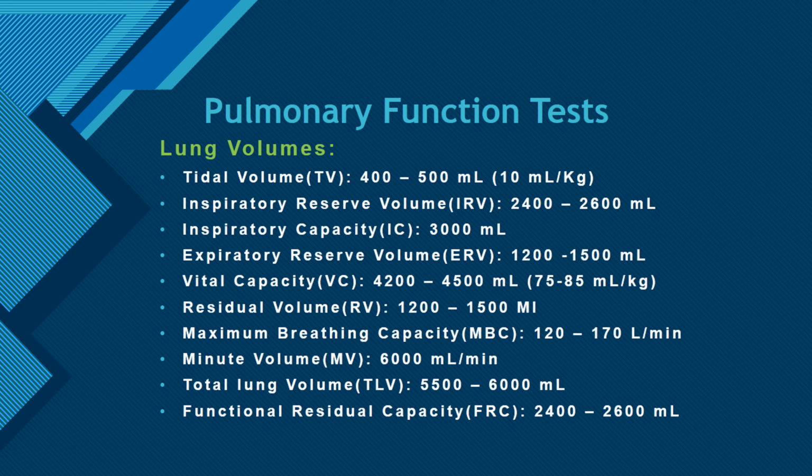Functional residual capacity. It is the volume of gas in lungs after end expiration. It is ERV plus RV. It is 2400 to 2600 ml. During general anesthesia, FRC decreases by 15 to 20%. These are the lung volumes we should know.